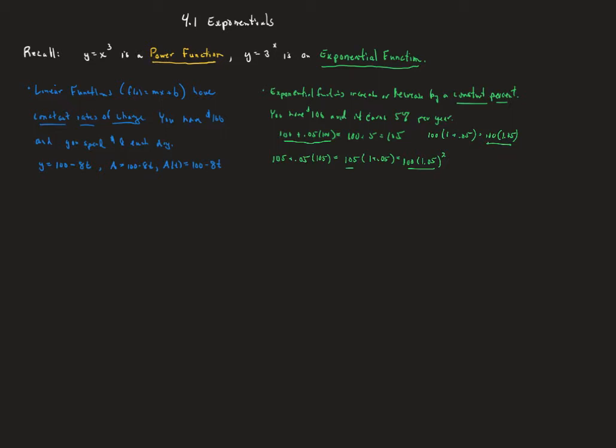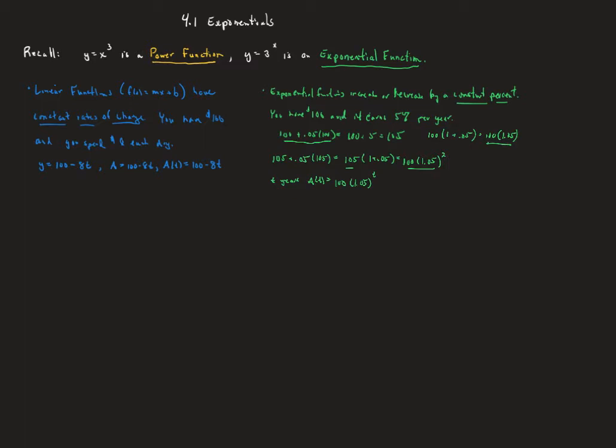And so what you see is that the amount we will have after t years, and we can write this in functional notation if we like, is equal to that initial amount we started with times 1.05 raised to the however many years down the road that we have. And so that's our exponential equation.